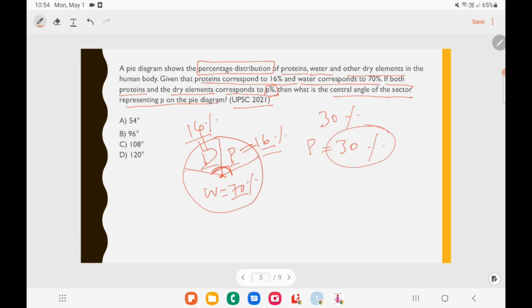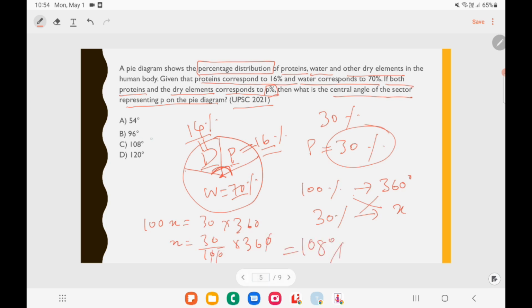Here we need to connect the percentage with the angle. We know that 100% corresponds to 360 degree. Now we need to find out what 30% corresponds to. So I am taking x and just cross multiplying. That means 100x is equal to 30 into 360, or x is equal to 30 by 100 into 360. Cancelling the zeros, you get 108 degree. So the answer is option C, 108 degree. In this way, you need to solve the questions from pie chart.